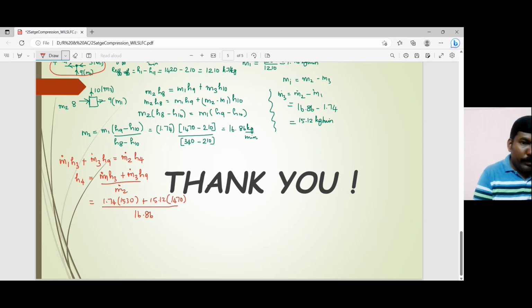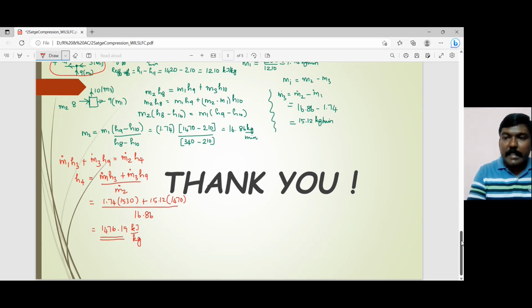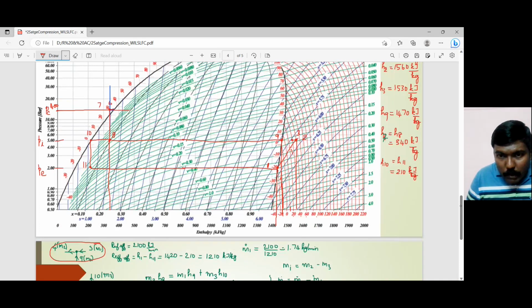So now let's evaluate it using the calculator. 1.74 into 1530 plus 15.12 into 1470, divided by 16.86. So that is 1476.19 kilojoule per kilogram. So this guy is 1476 approximately. So 1476, now we have to fix that. 1476 is very close to, so this is my 1500. This could be 90, 80, 76. So let's say it is this guy over here.